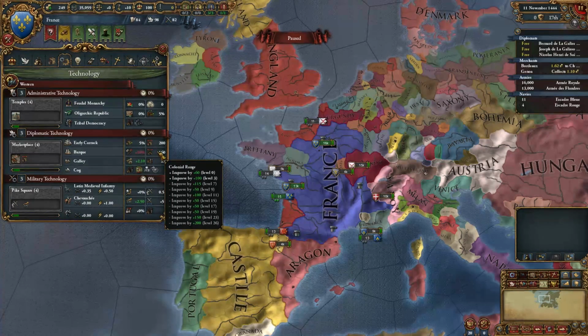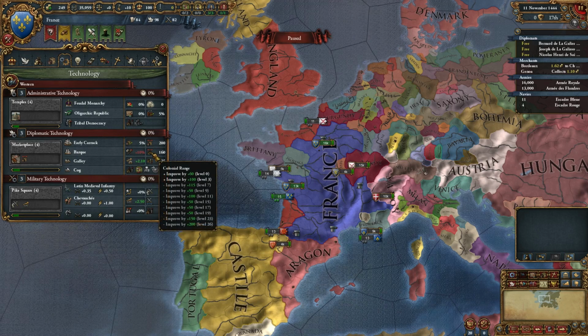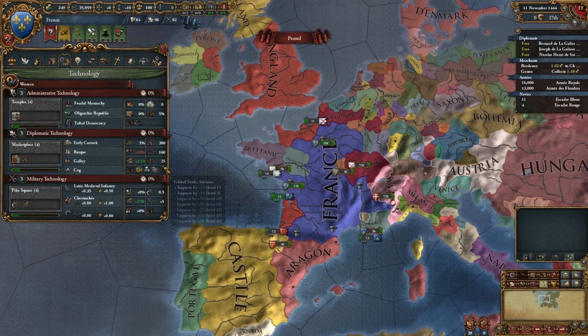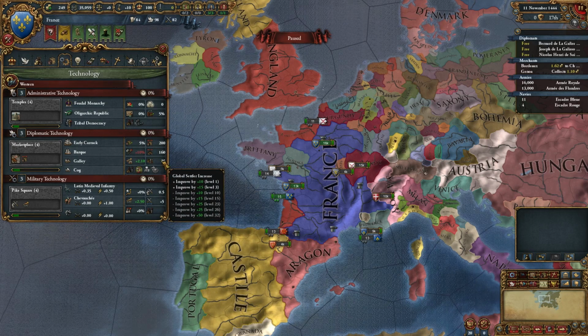Colonial range increase is great for colonizers primarily, and increases early on in the game, and then hits again in the mid-game throughout. You'll see that level 3 to level 7 gap is the biggest. And that is going to allow me, or any colonizing nation, to get to the New World easier. Global settler increase increases the amount of settlers that each colony has, and increases the speed at which that colony is colonized completely.